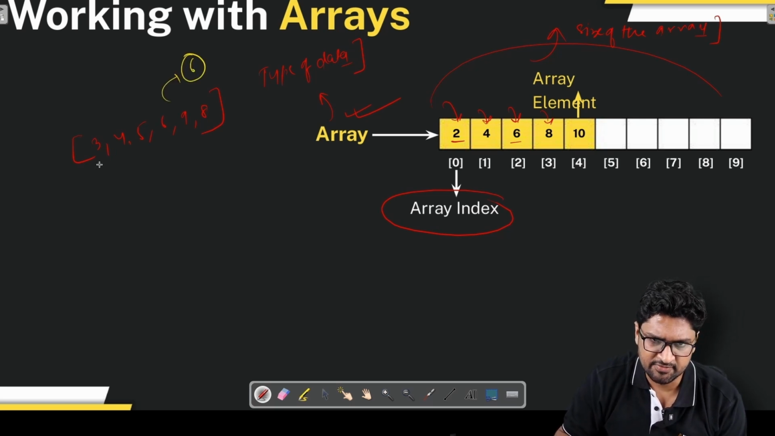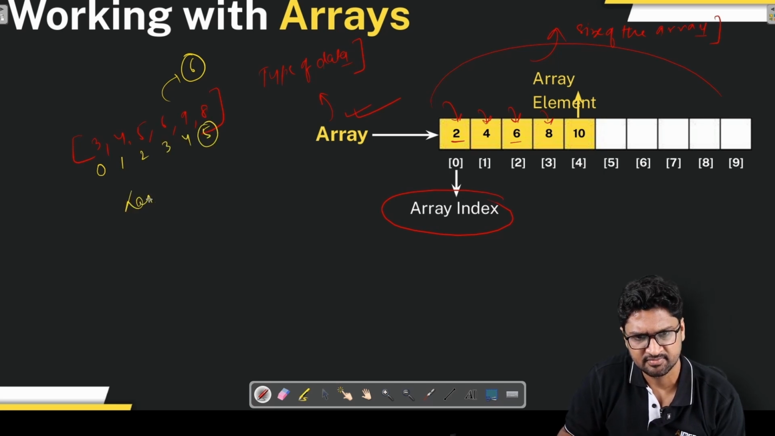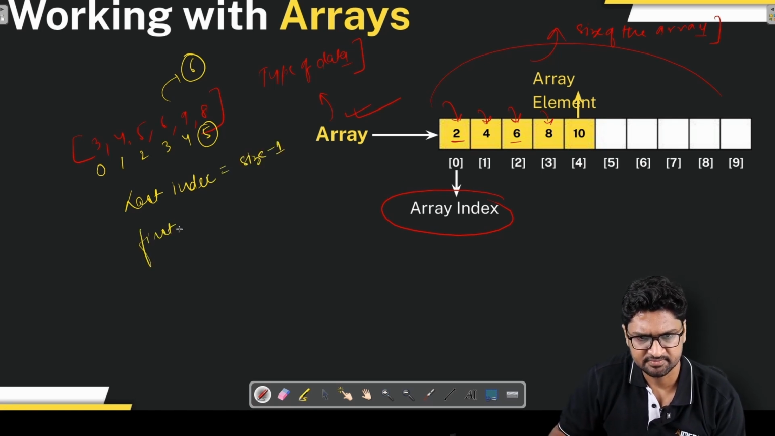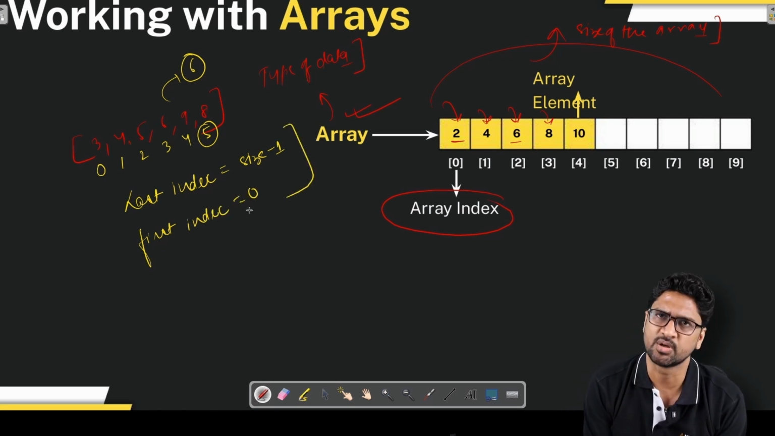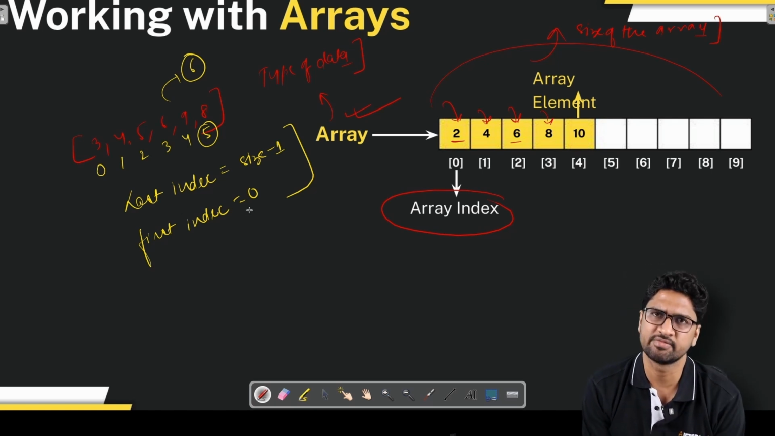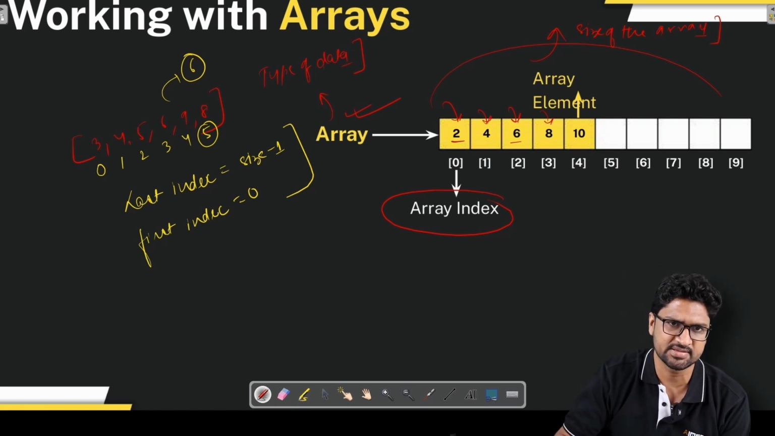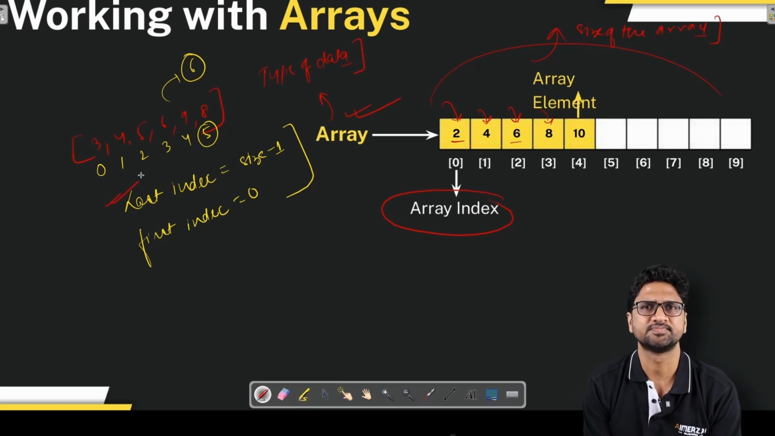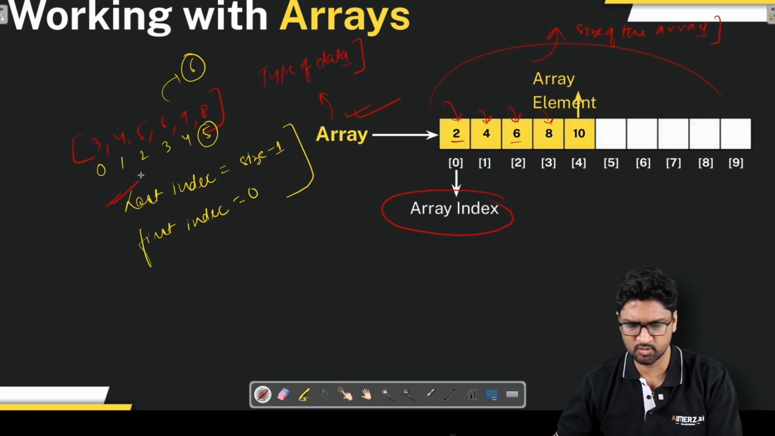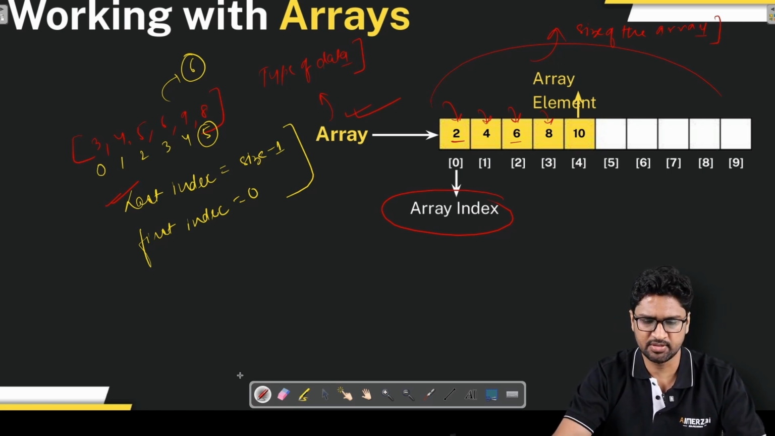So the index value will start from 0, 1, 2, 3, 4 and 5. The last index will always be equal to size minus 1, and the first index will always be 0. This is how we work with arrays. In the case of arrays, if I talk about the index, the last index is always size minus 1 and the first index is always 0. Fair? Now let's get hands on and go to the code and see how the array could be defined.